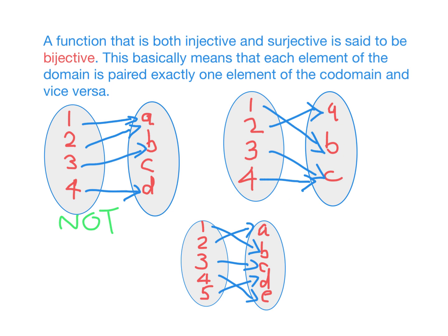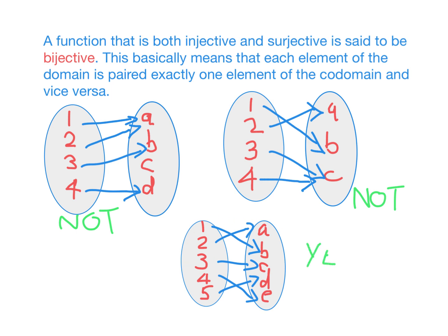On the other hand, let's look here. This function is clearly onto. There are no lonely elements. However, it is not one-to-one because there is a greedy element. So it needs to be both injective and surjective. It needs to be both one-to-one and onto to be bijective. This is not bijective. On the other hand, this function here is bijective.